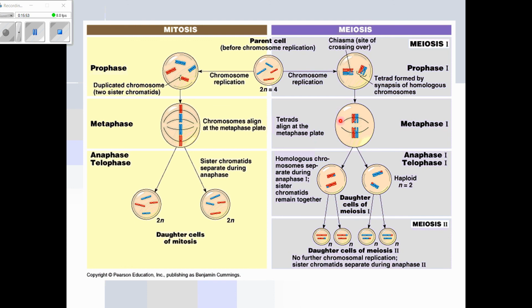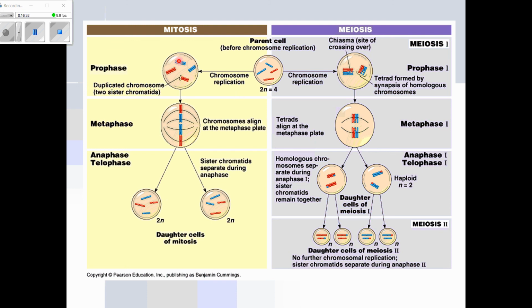The second big difference you can see is that in metaphase of mitosis, the chromosomes always line up single file, whereas in metaphase 1 of meiosis, they line up double file. And then finally, at the end of mitosis, we have 2 daughter cells. Meiosis makes 4. And in mitosis, both daughter cells are genetically identical, and they both have the same number of chromosomes that we started with.